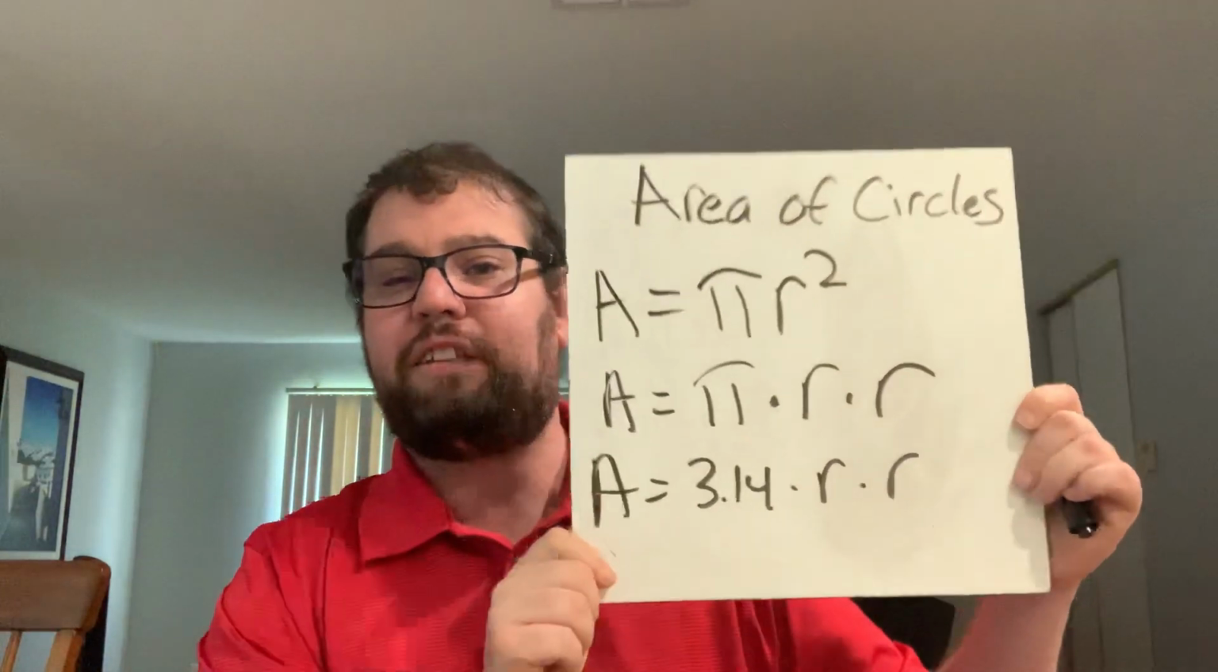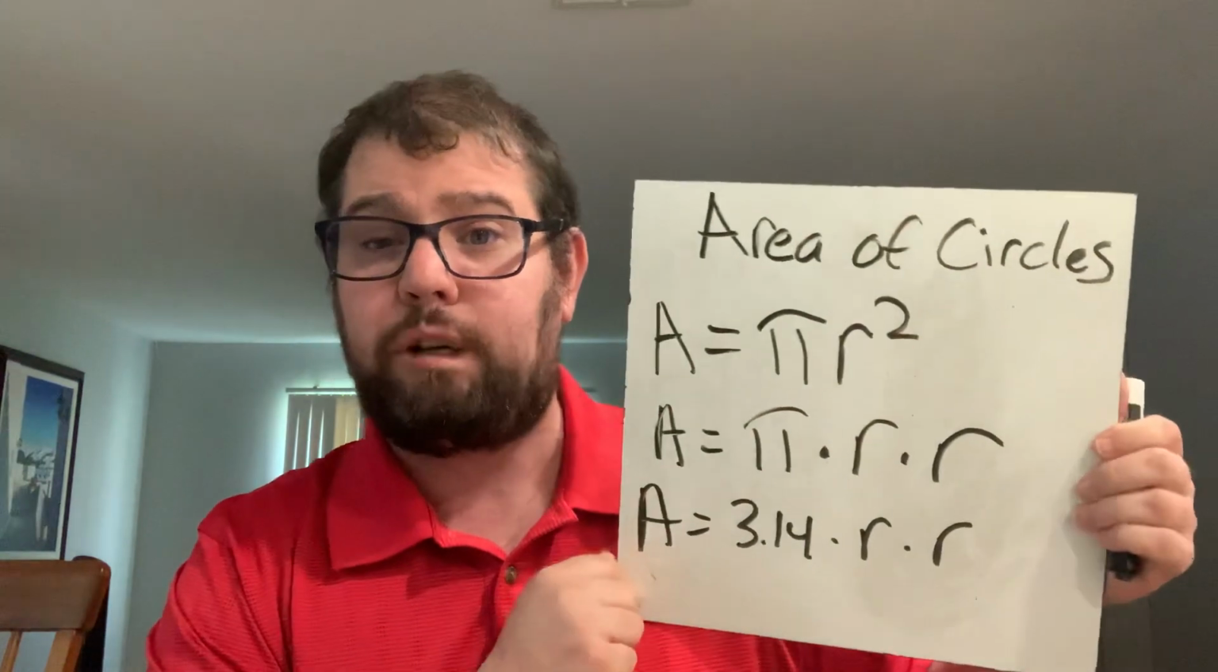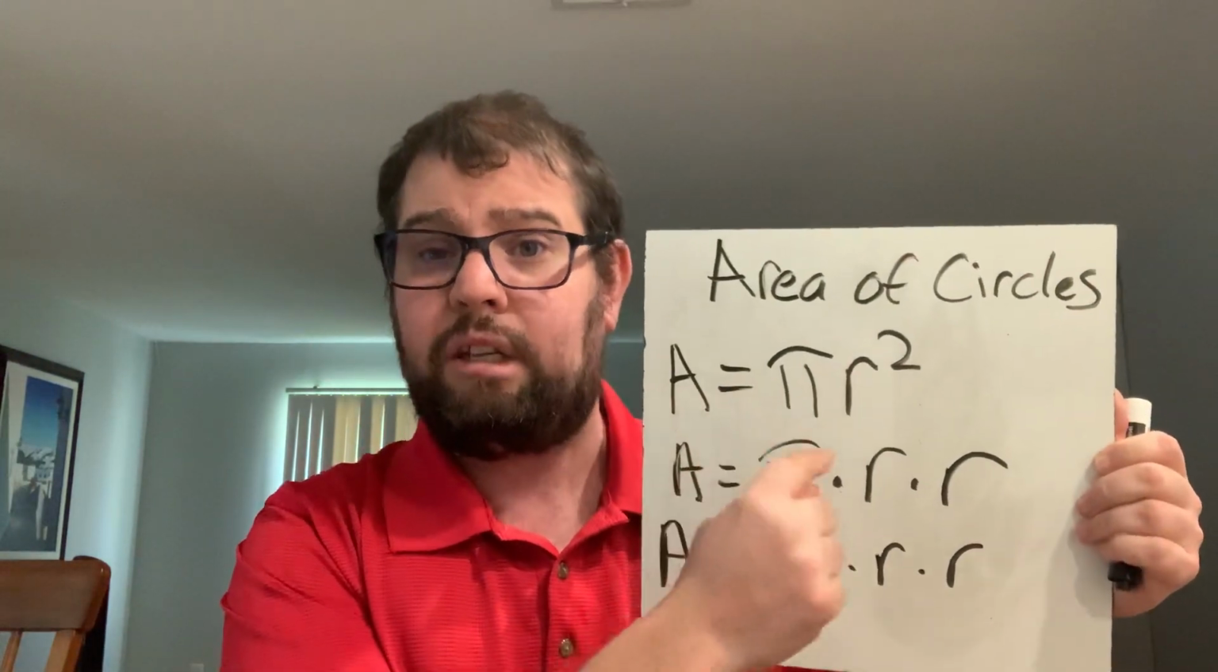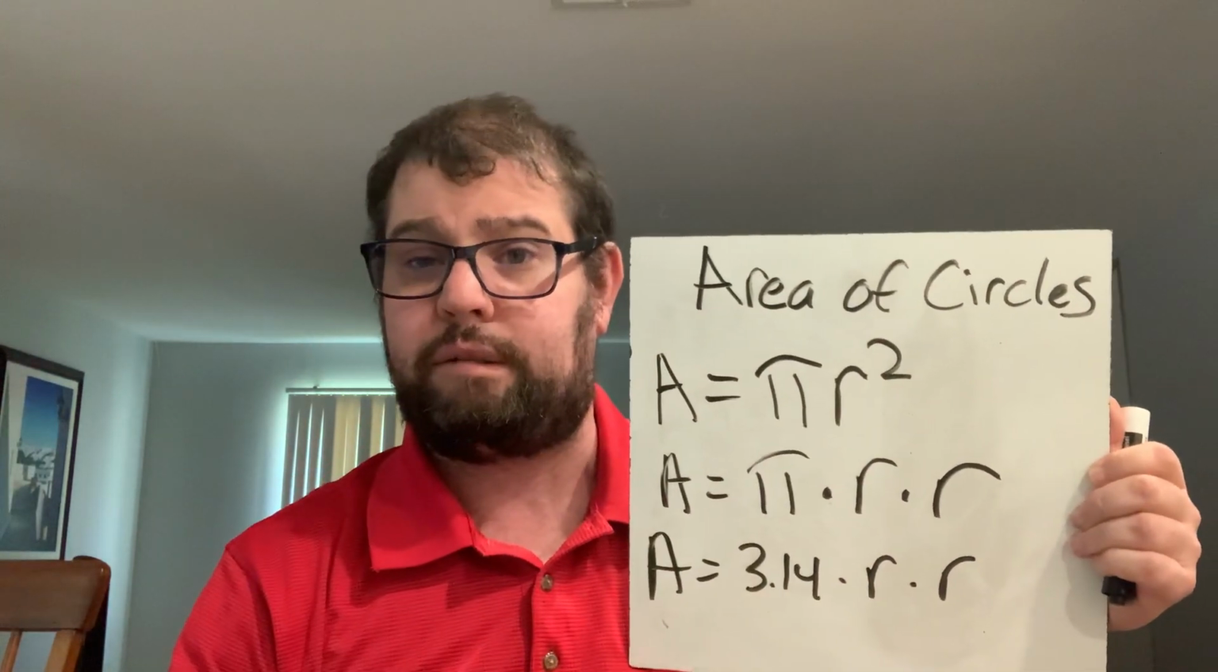Remember, when we're talking about area, it's the amount of space that's in the shape. I know you thought I was done singing that song, but I'm not. It's the amount of space that's in the shape. And this is our formula. Our formula this time is pi r squared.